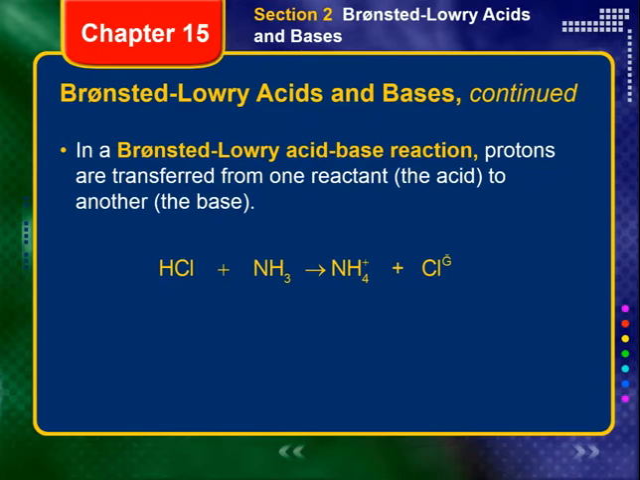Oh, too fast. In a Bronsted-Lowry acid-base reaction, so when we are reacting Bronsted-Lowry acids and Bronsted-Lowry bases, protons are transferred from one reactant, which is the acid, to the other reactant, which is the base. Right? So we're transferring from the acid to the base. And so, again, looking at this same equation, yes, this G is supposed to be minus, right? It's chloride with -1. The proton is going from the acid to the base, right? From the HCl to the ammonia. This hydrogen is going from this molecule to this molecule.